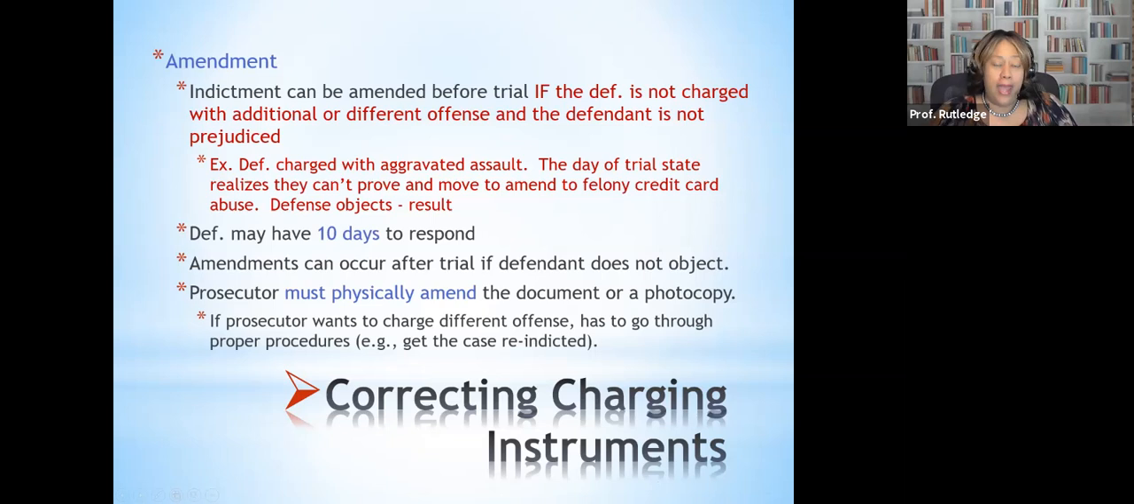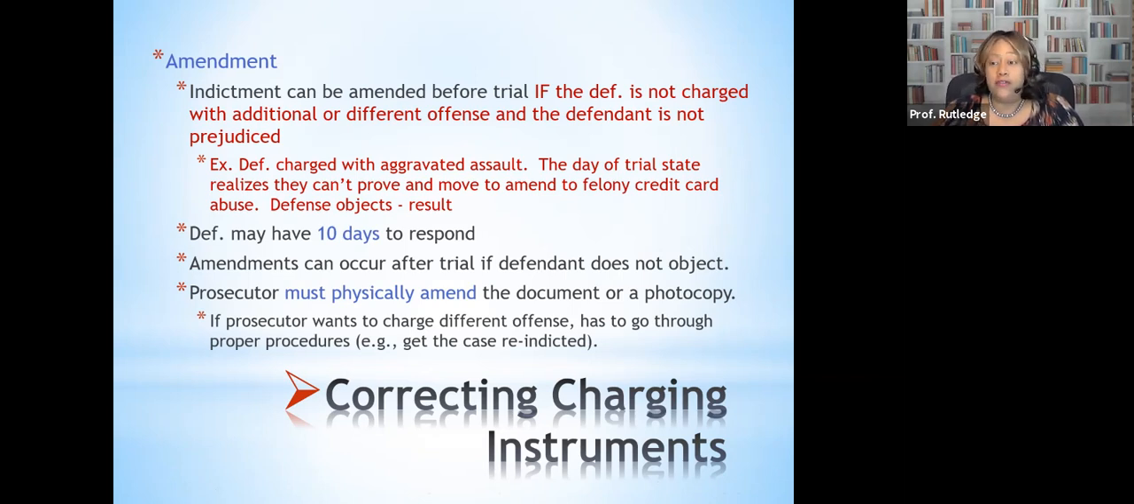How do you fix a bad charging instrument? Well, there's a couple things you can do, couple meaning two. One, you can amend it. An indictment can be amended before trial if the defendant is not charged with an additional or different offense and the defendant is not prejudiced. So let's say, this is a good example here. The defendant is charged with aggravated assault.